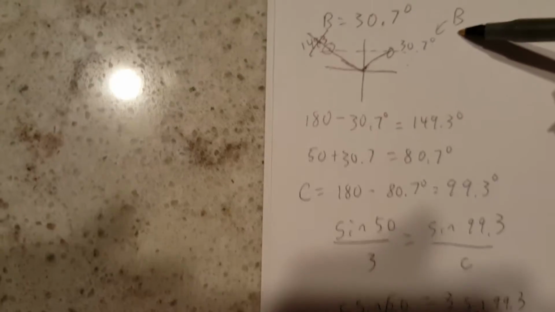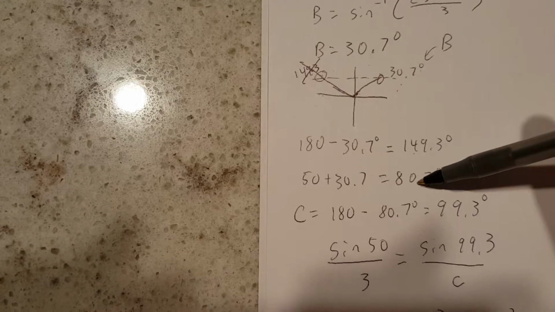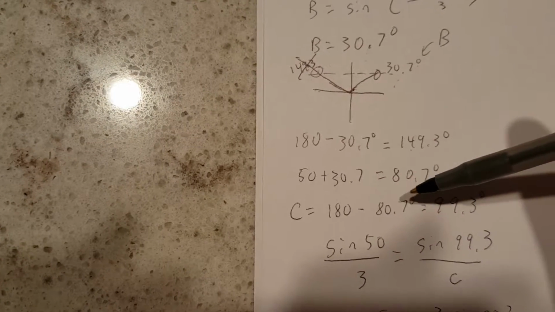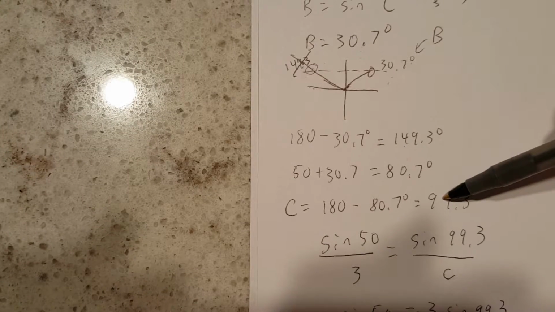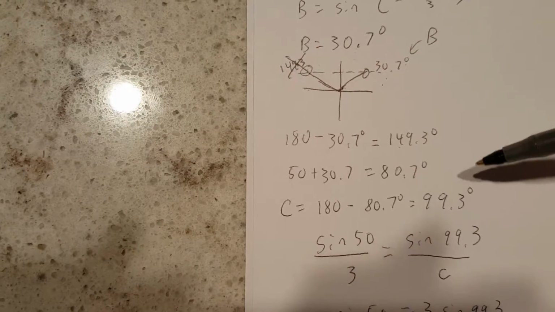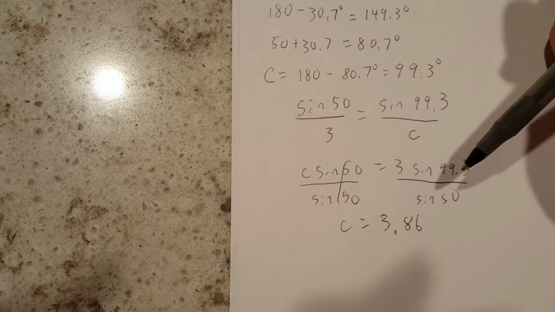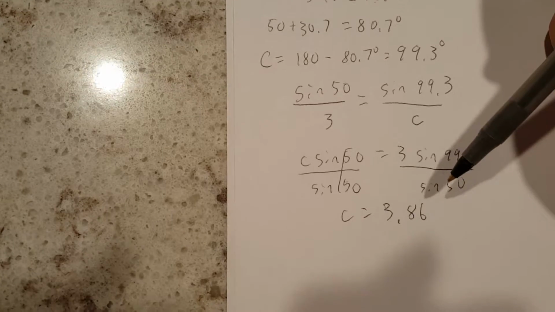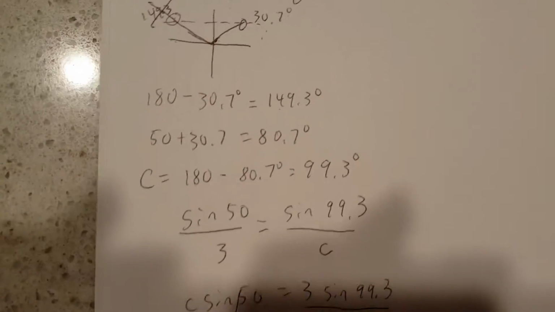And then from that, we checked if it was going to be one solution or two solutions. We found it was one solution because it doesn't work with 149.3. And then we just used the fact that the angles add up to 180 to get C is 99.3. And we use the law of sines again to find side C. Okay. Now I'm going to do 29.